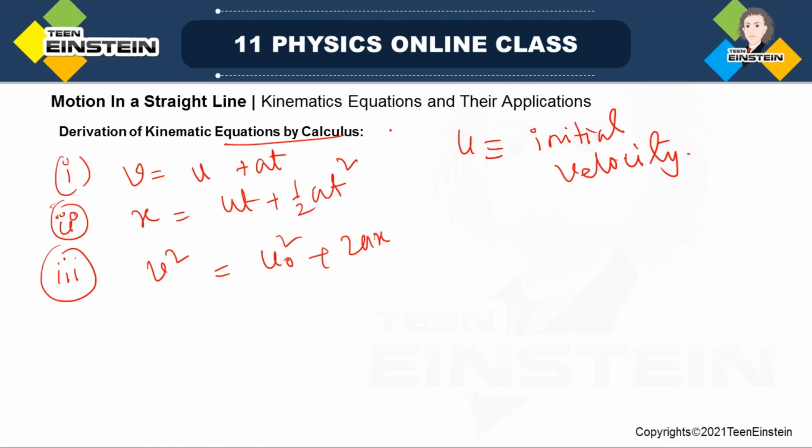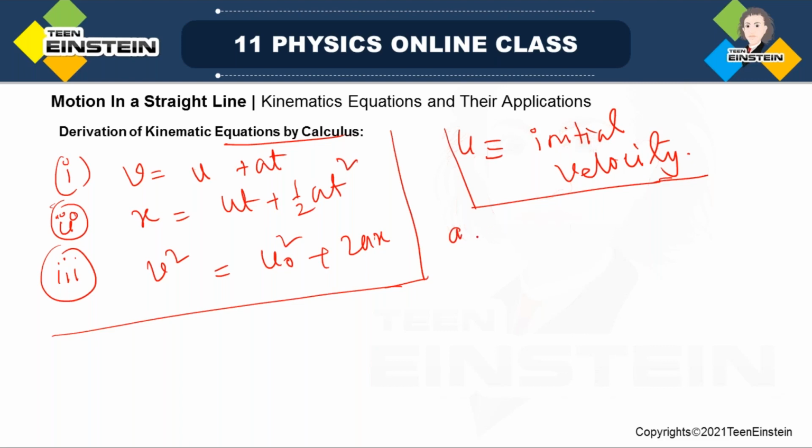We'll try to derive using calculus. So when we use calculus, we first see the definition of acceleration. The definition of acceleration is dv dt. Now I'm going to derive this first equation. The best I can do is dv is equal to a into dt. If you know calculus, it is very good. Otherwise you have to learn it now itself, without waiting for promotion to 12th grade.